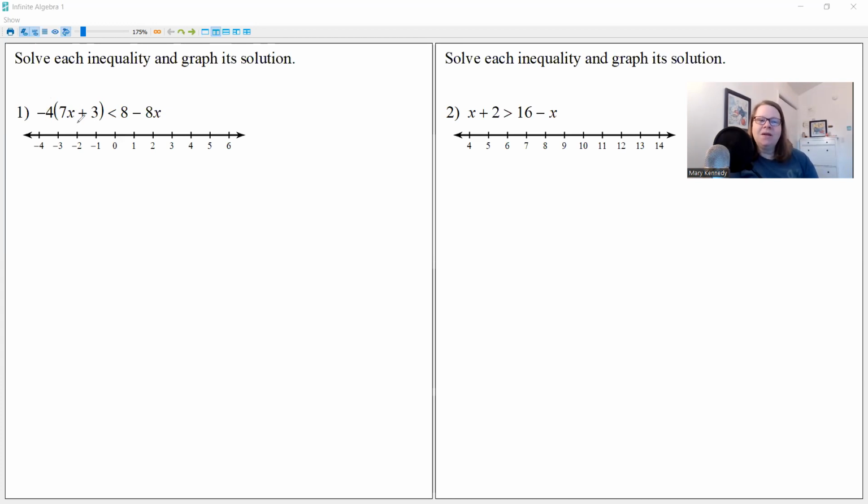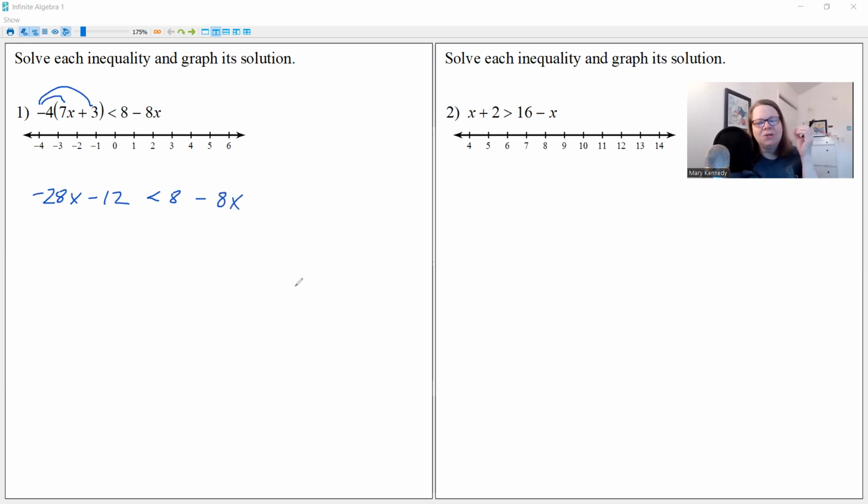On number one, you notice that you've got these parentheses. So you probably are recognizing I need to deal with that first. Yeah, we're going to do the distributive property. So -4 times 7x is -28x, and then -4 times 3 is -12. And then I'm just going to write the rest of it down, less than 8 minus 8x.